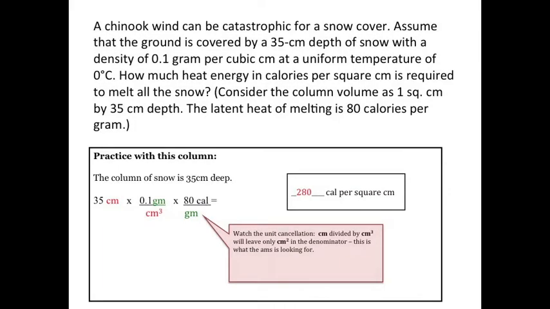First, take 35 centimeters and multiply it by the column volume, which is 0.1 grams over centimeters cubed. One of the centimeters cancels from the centimeters cubed. Next, multiply that by 80 calories over grams. The grams will cancel, giving you 280 calories per square centimeter. It is square centimeter because one of the centimeters canceled at the beginning of the problem.